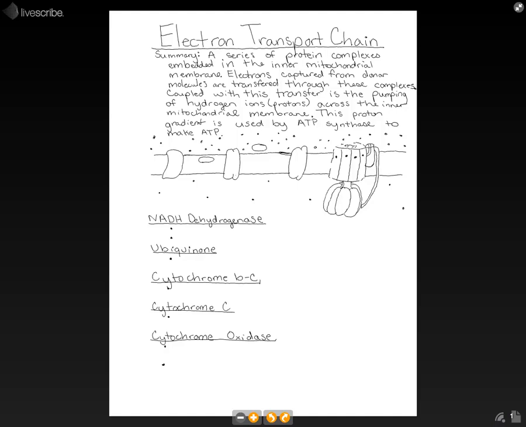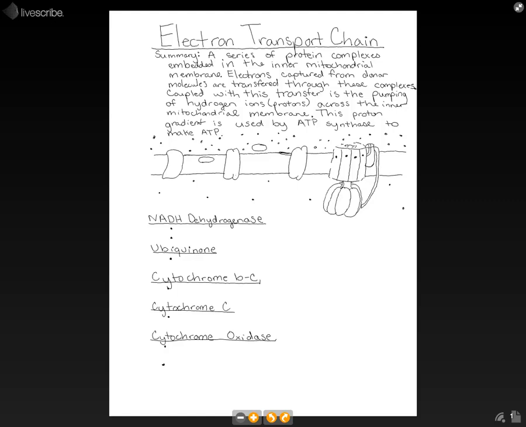to talk about the electron transport chain. A summary of this is basically it's a series of protein complexes that are embedded in the inner mitochondrial membrane, and electrons are captured from donor molecules, usually NADH, and these electrons are transferred through these protein complexes. And coupled with the transfer of those electrons is the pumping of hydrogen ions, or protons, across the inner mitochondrial membrane. This proton gradient is then used by ATP synthase to make ATP.